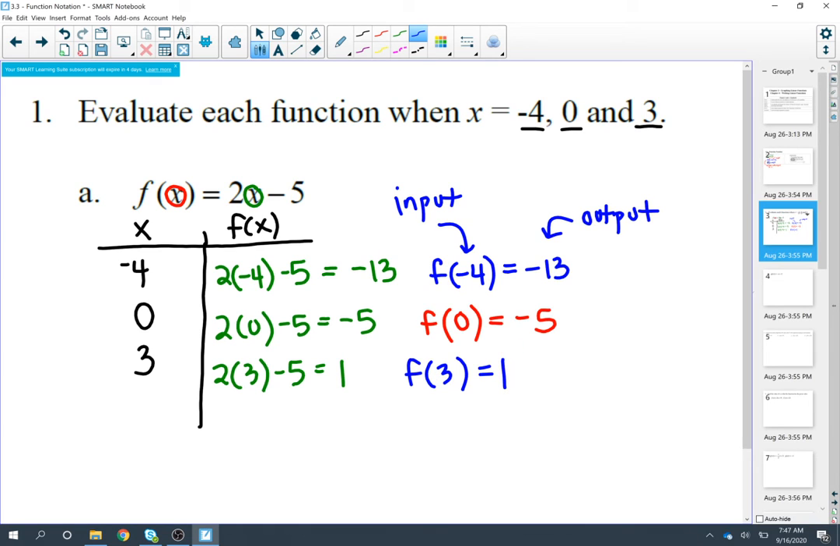These can also be thought of as ordered pairs. This is the ordered pair -4, -13. It's just making dots on a graph. This is the ordered pair 0, -5, and this is the ordered pair 3, 1. I input 3, I output 1.